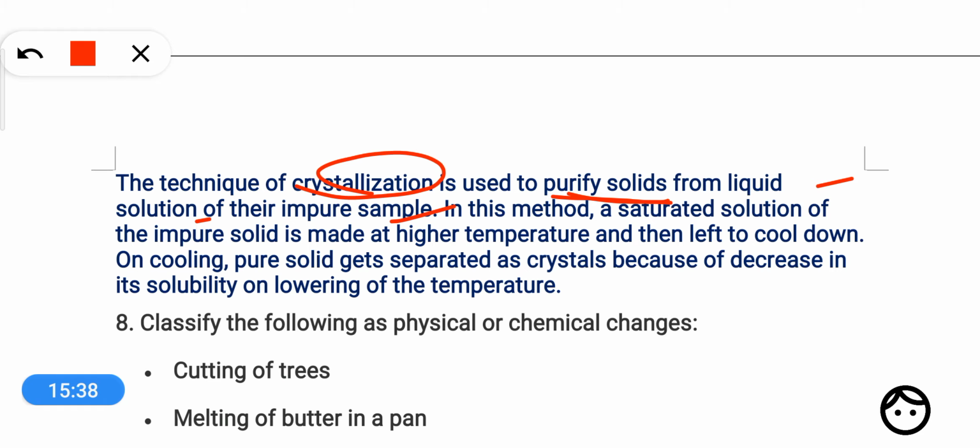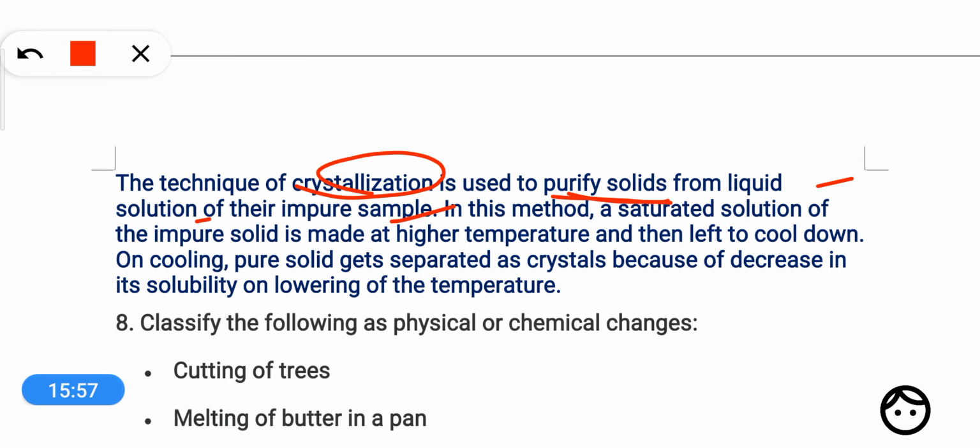First we will make a very saturated solution of impure copper sulfate at a higher temperature, right? Then we will leave it for cooling. On cooling, the solubility of copper sulfate will go down, and because of this, pure copper sulfate will get separated in the form of crystals.